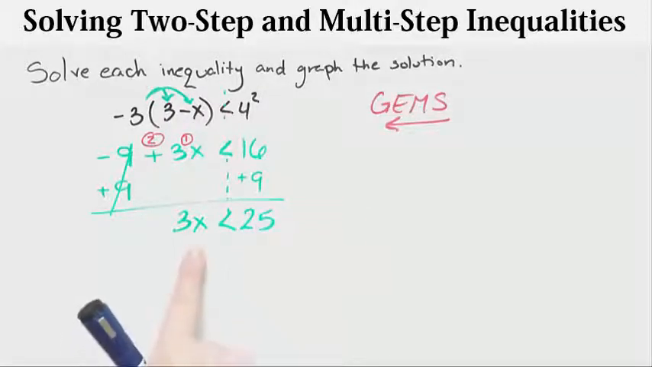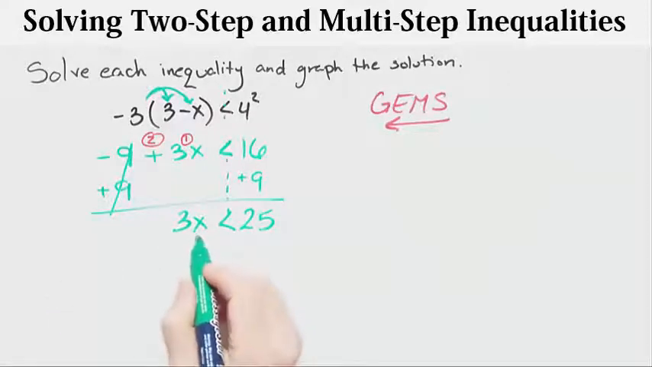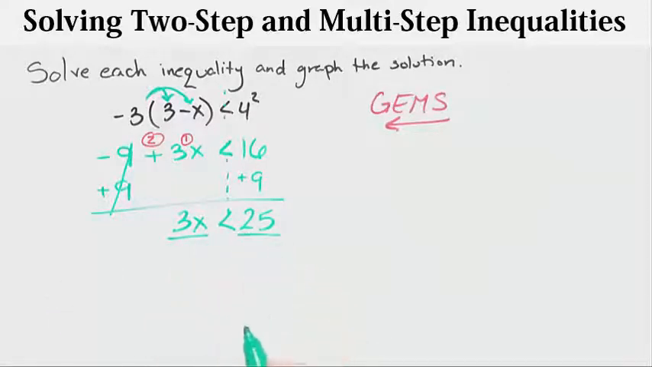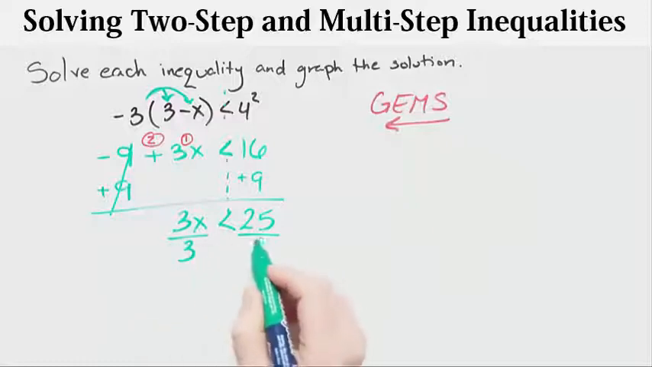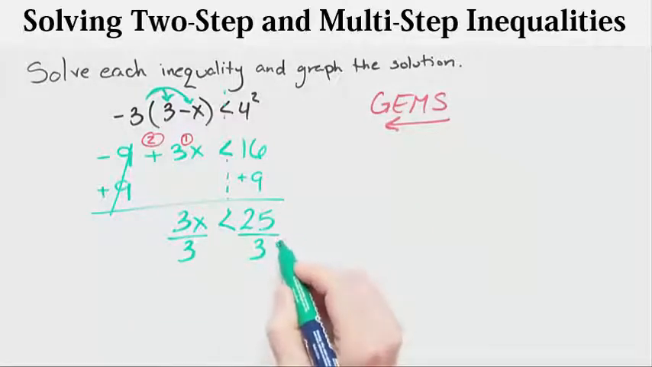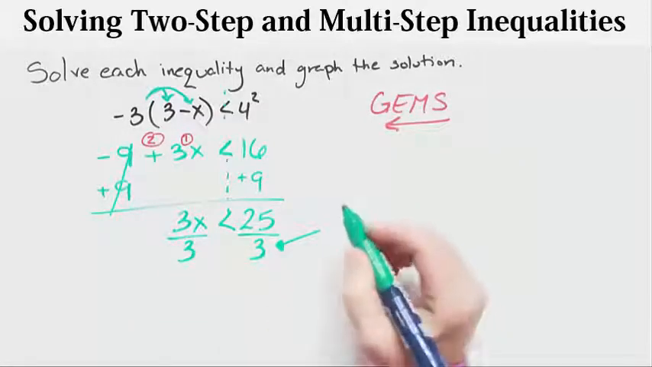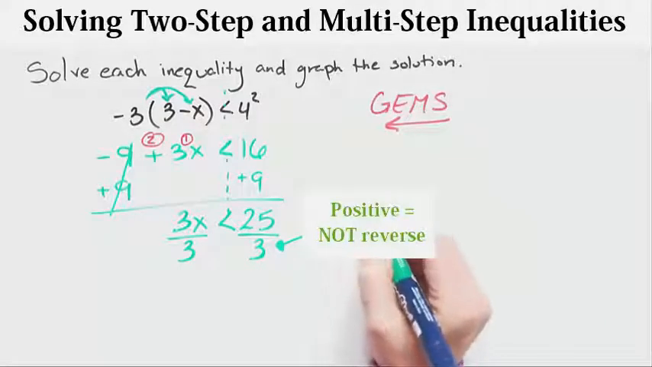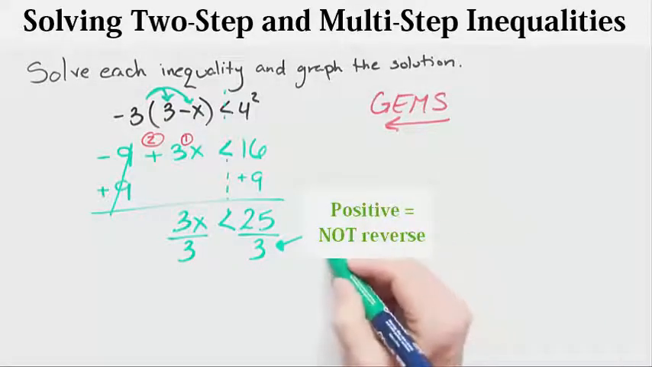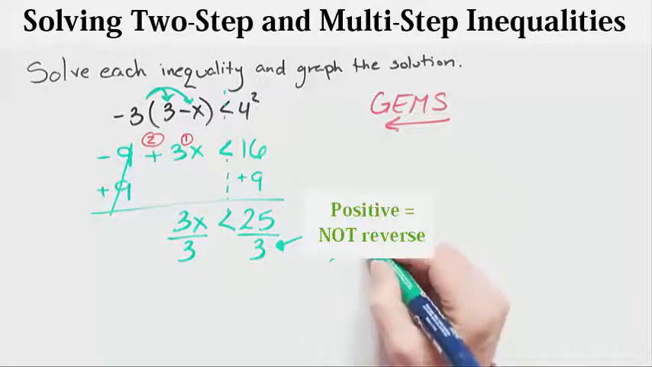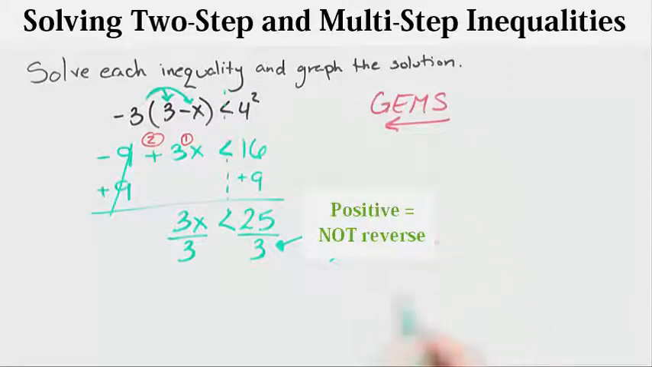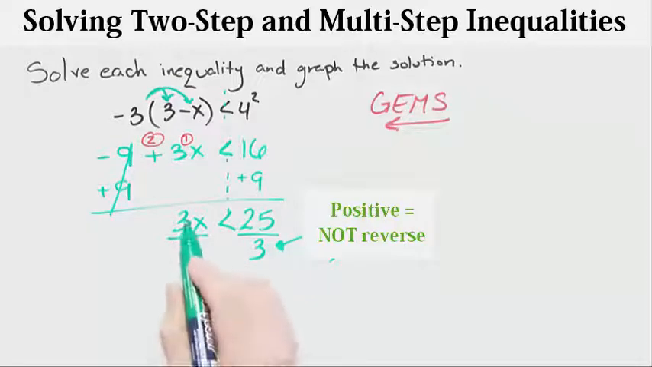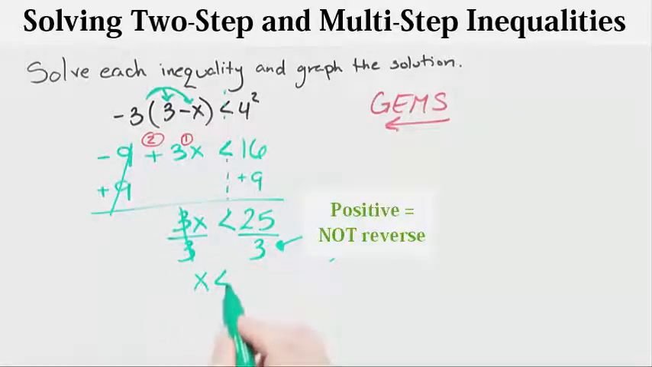Now I need to get the x by itself. X is connected to the 3 by multiplication. We undo multiplication by dividing. The 3 is who we need to divide by because he's what is stuck to the x. Before we go further, we need to stop and think. I just divided by a positive number. If you divide by a positive, you do not reverse. So my symbol is going to stay the exact same. 3 divided by 3 is 1, so I'm left with x is less than 25 divided by 3, which cannot be simplified any further. So it is the fraction 25 over 3.